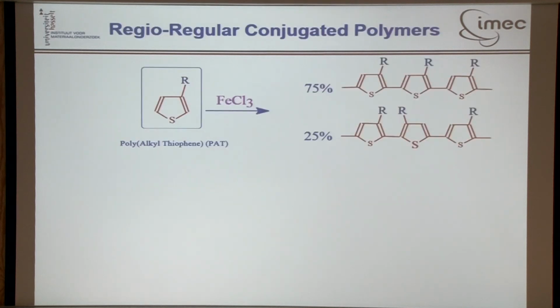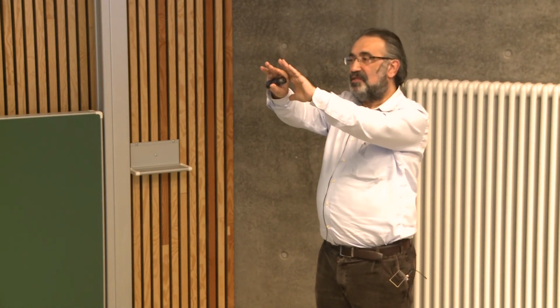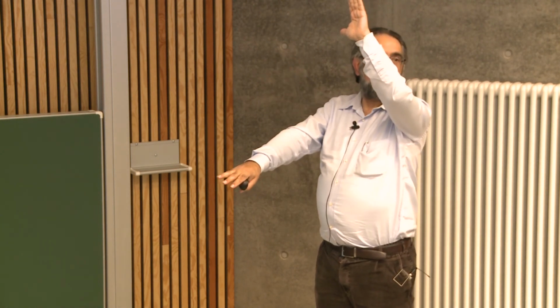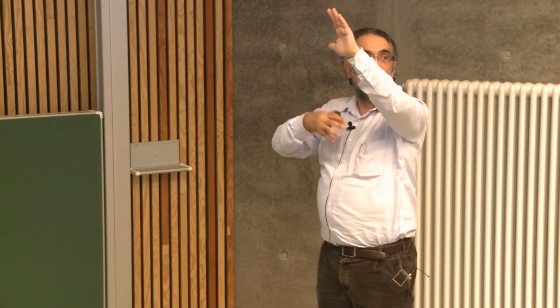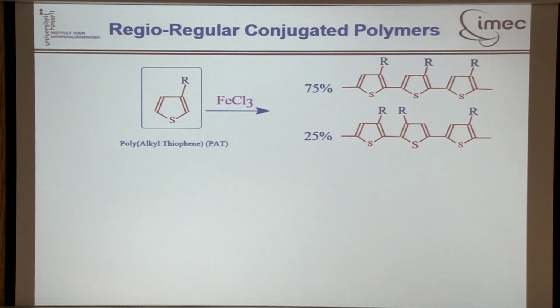A better example in that context is polythiophene with the side chain. If you polymerize that with iron trichloride, that's not a very nice method. Typically, you find 25% of defects. These defects are head-to-head defects. And so these chains will interact and they will push the thiophene rings out of each other, so you create a torsion angle, in 25% of the cases.